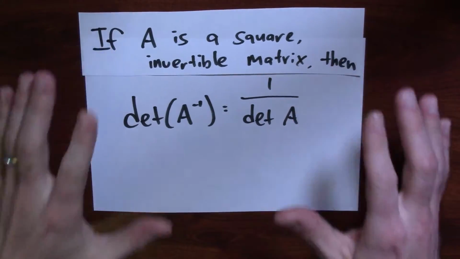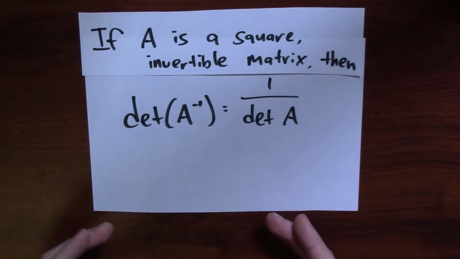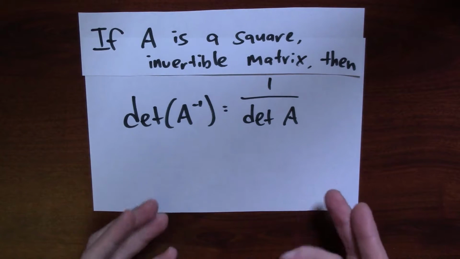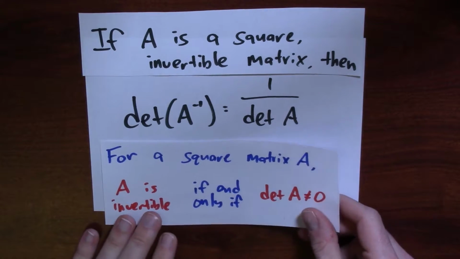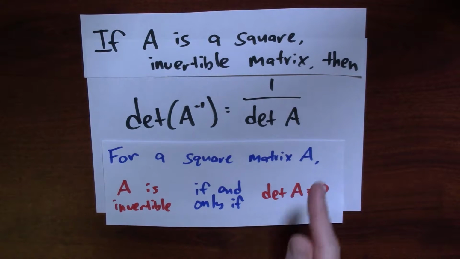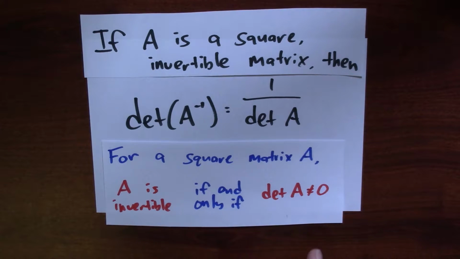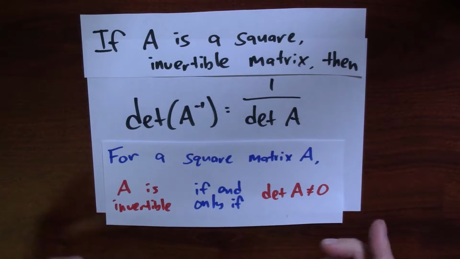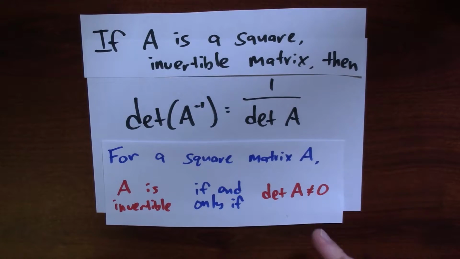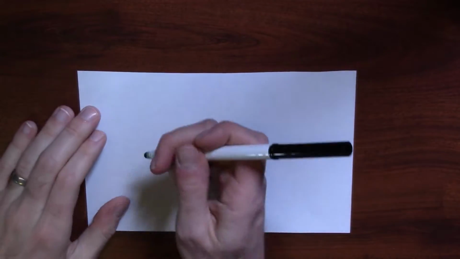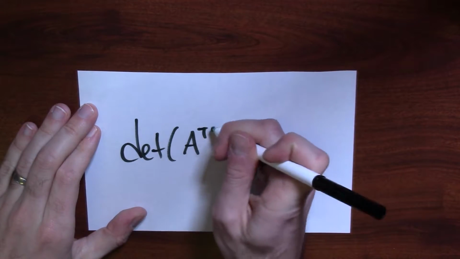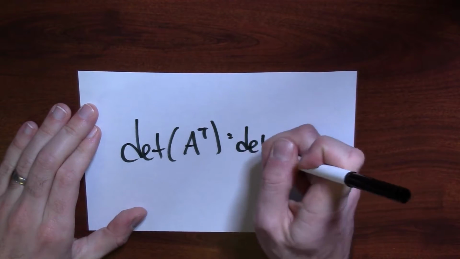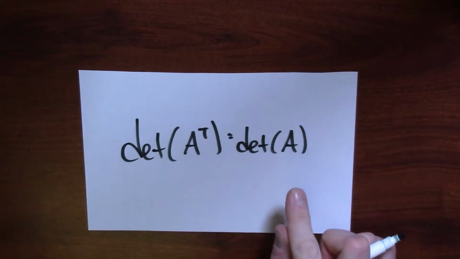So if I've got a square invertible matrix, then I have this relationship between the determinant of the inverse and the multiplicative inverse of the determinant. But in general, if I've just got any old square matrix, that square matrix is invertible if and only if the determinant of that matrix is non-zero. What this is saying is that the determinant being non-zero happens exactly when the matrix is invertible. And the determinant isn't affected by taking the transpose of the matrix. In symbols, the determinant of the transpose of a matrix A is just straight up equal to the determinant of the original matrix A.